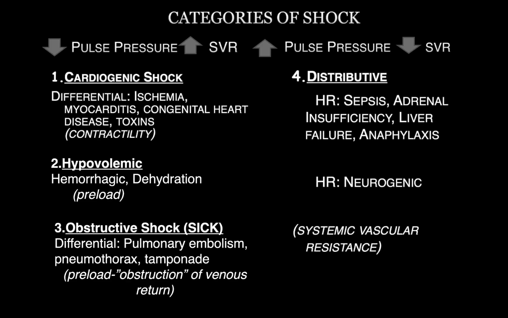Perfusion is then maldistributed, and blood flow is shunted away from vital organs to non-vital organs like the skin and skeletal muscles, which receive excessive blood flow, resulting in warm extremities, brisk capillary refill, and bounding pulses. And this is why this form of shock is often known as warm shock.